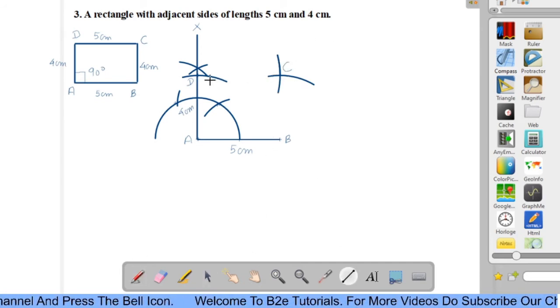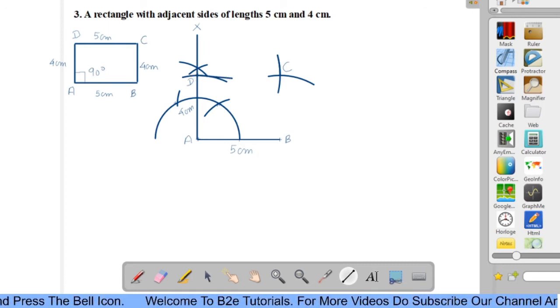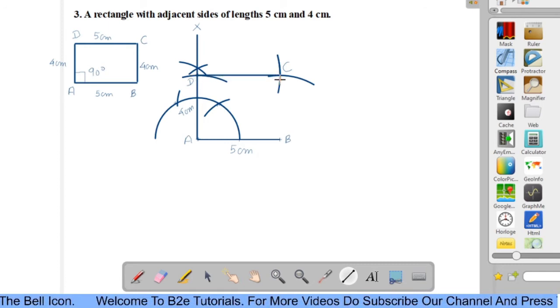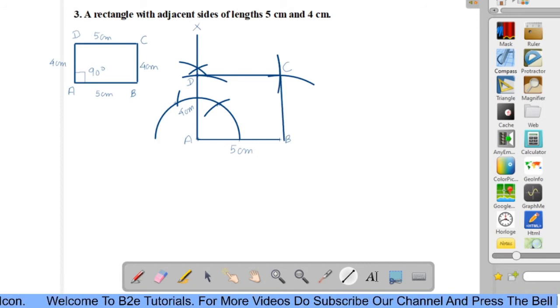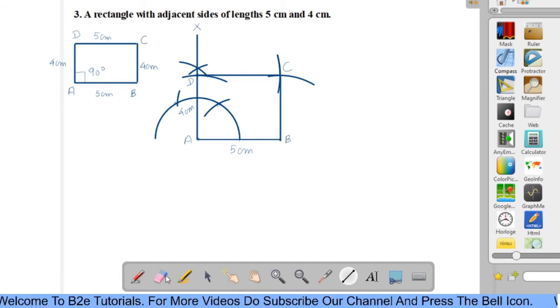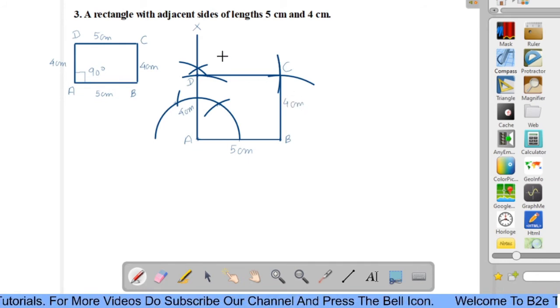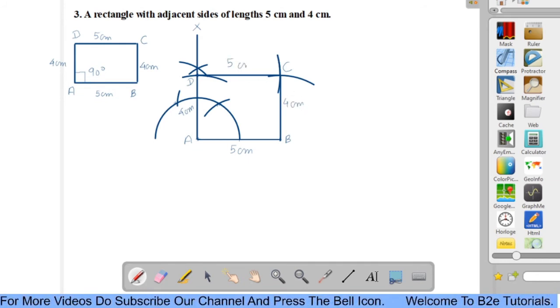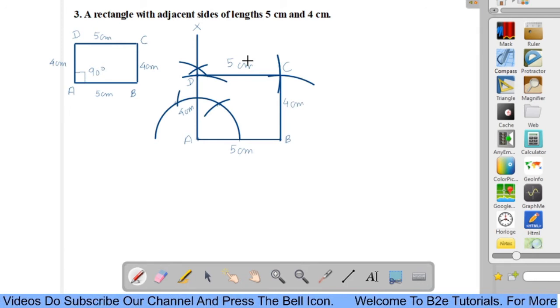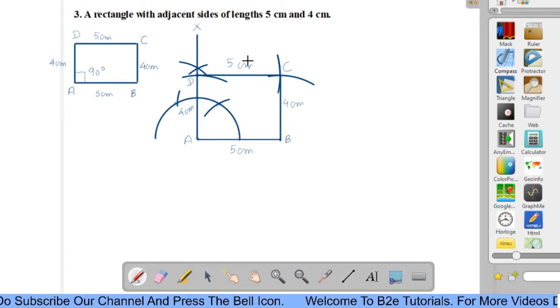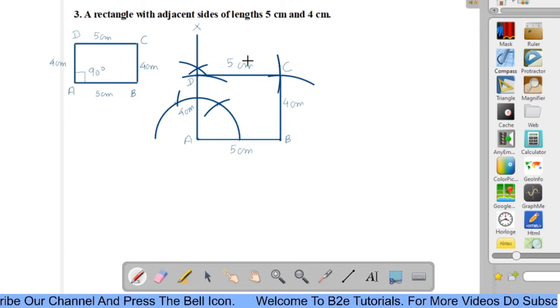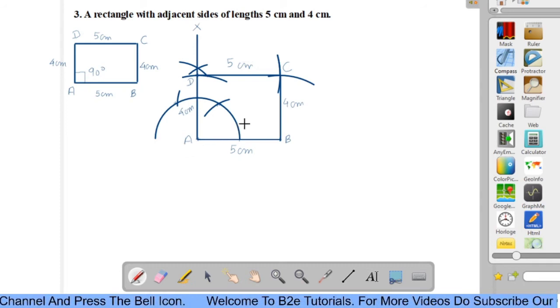Join CD and BC. Write the dimensions. BC equal to 4 centimeter, CD equal to 5 centimeter. Then ABCD is the required rectangle. Now come to next.